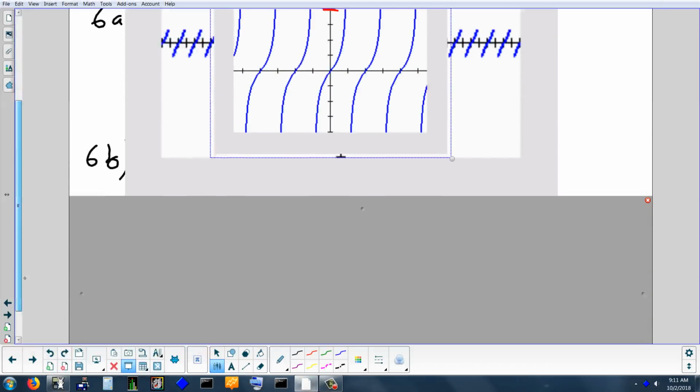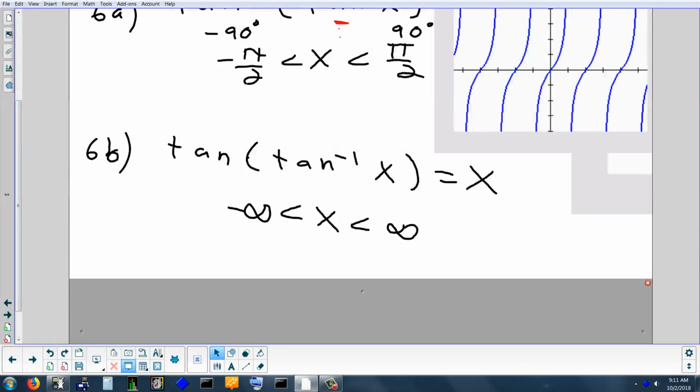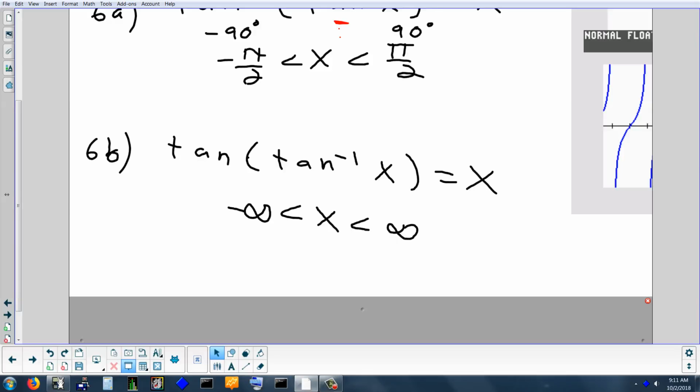So for 6b, the formula always works, no matter what. Another way to think about it visually, if here's your graph of tangent, it looks something like that. That goes up forever, and that goes down forever.